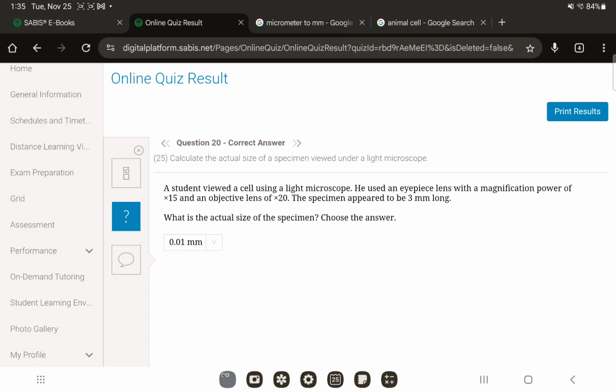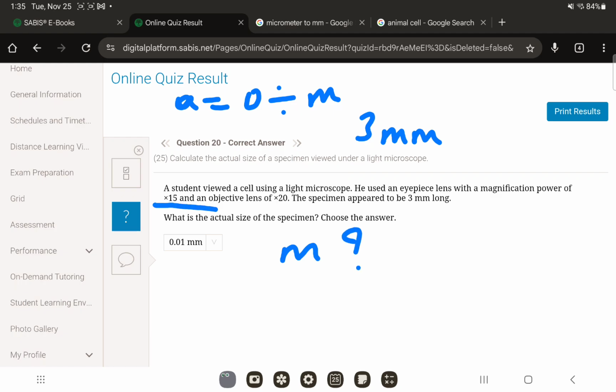Alright, so the actual size of the specimen is equal to the observed length divided by the magnification used. Now, we know the observed length, which is 3 millimeters, but the magnification is unknown because they gave us two. They gave us the magnification of the eyepiece and the objective lens.